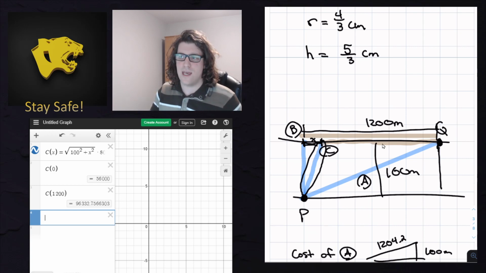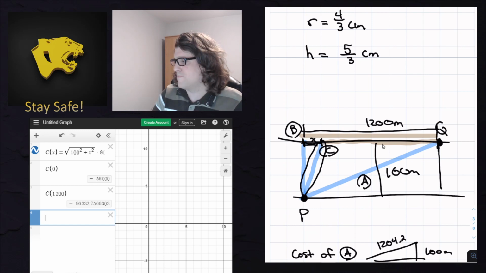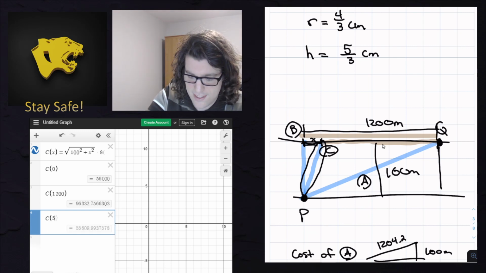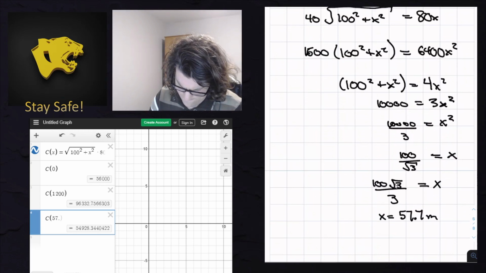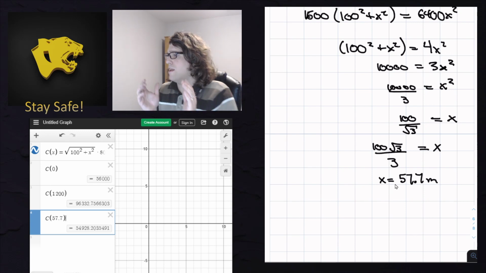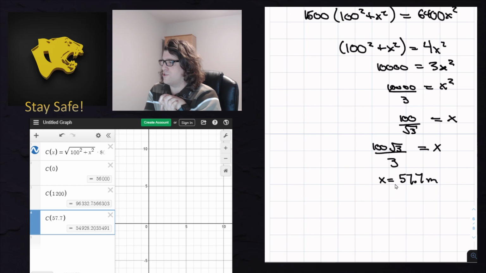We could double check that by using the first derivative test, which is a really good idea. You should do that all the time. I'm going to be a little bit lazy and not do it this time, just to make things a little bit shorter. And we're going to finally do it. So C of 57.7. All right, 57.7. That is $54,928.20.